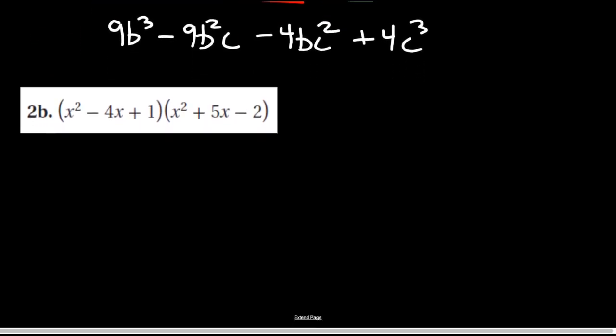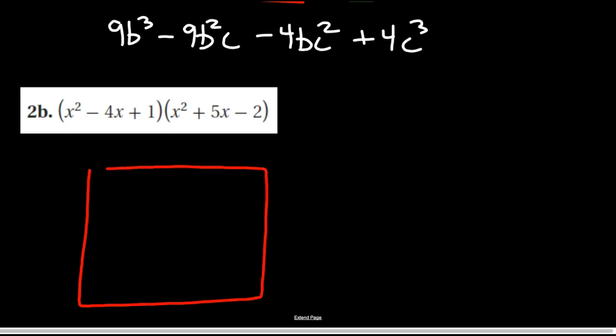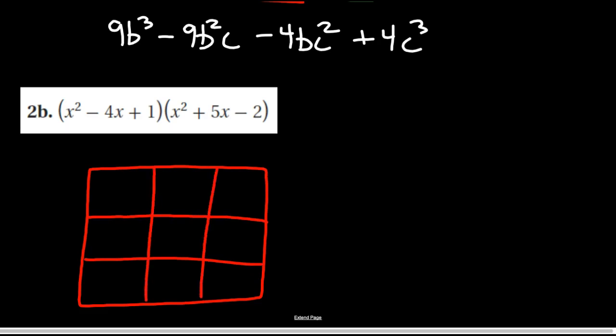Okay, here is a trinomial times a trinomial. So there's a couple ways to organize this. When it gets to be this big, I actually like to use what's called an area model or a box method, I guess. And this will just make sure all my like terms are lined up. All right, so we have x squared minus 4x plus 1, and we have x squared plus 5x minus 2. That's just like a multiplication chart. So now I'm going to go fill this in.